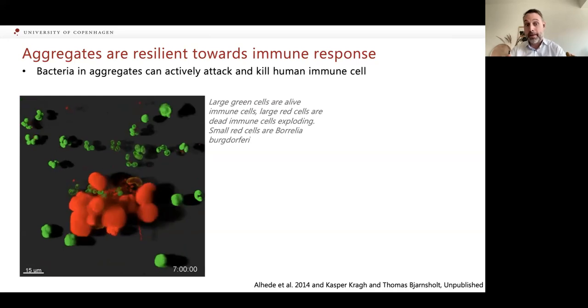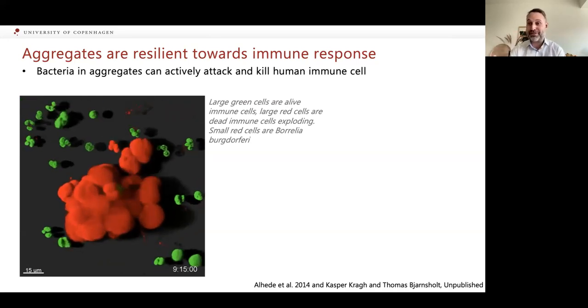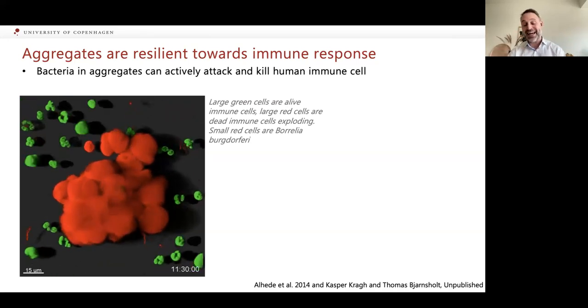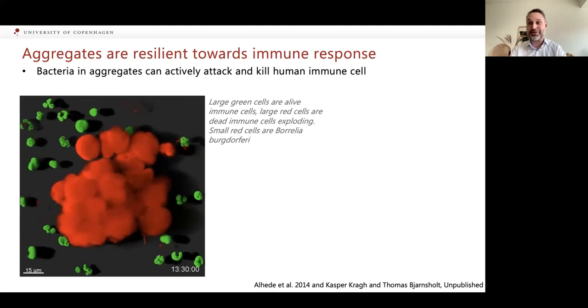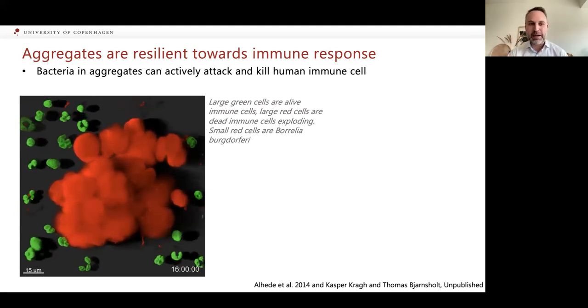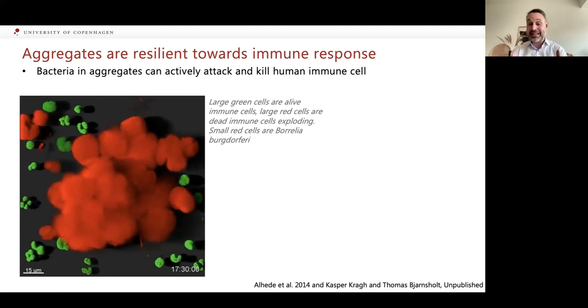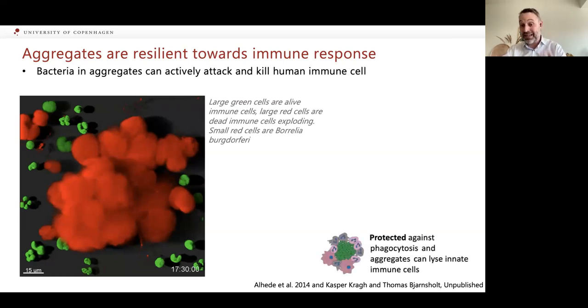And then at some point we start to have this explosion. I would love to put sound effects on because it would be so cool to have them exploding, maybe some fire and stuff. But here you can see the aggregate is actually fighting back against the immune cells and is killing them. I think it is amazing to see how many of the immune cells are being killed by these bacteria. So aggregates are highly protected against phagocytosis and can actually lyse the immune cells.